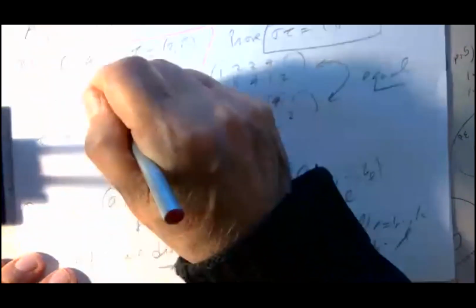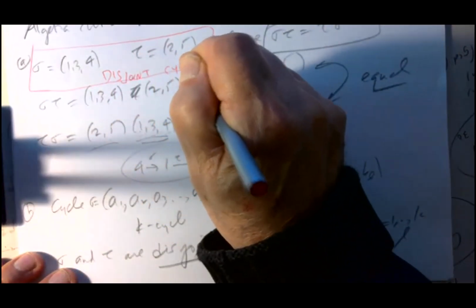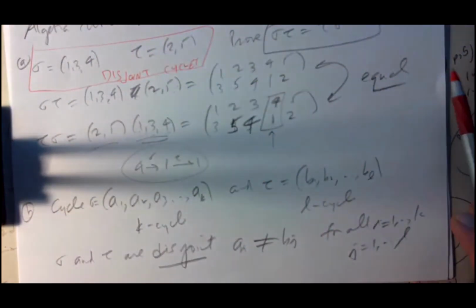So for example, sigma and tau, these are disjoint, because here we have 1, 3, 4, and here we have 2, 5, and we have different numbers in those two permutations. All right, that's the definition of disjoint.